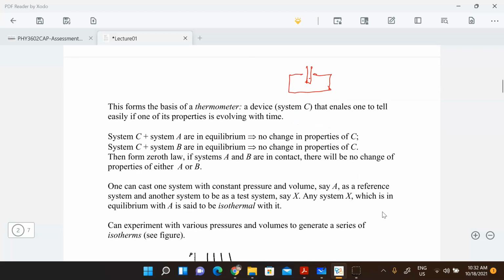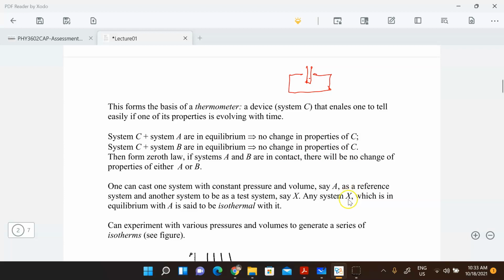The idea of equilibrium is to see no change in the properties. So when the thermometer is in system A, it records the temperature of system A. The fact that the thermometer is now in equilibrium with A means you will no longer see any change with respect to the properties of A. The same thing with B. And if you put A and B together, there will be no changes with respect to the properties of A and B because they are at the same temperature, so to speak.